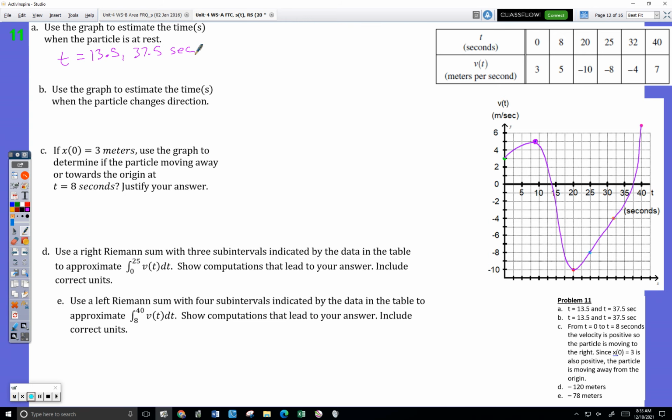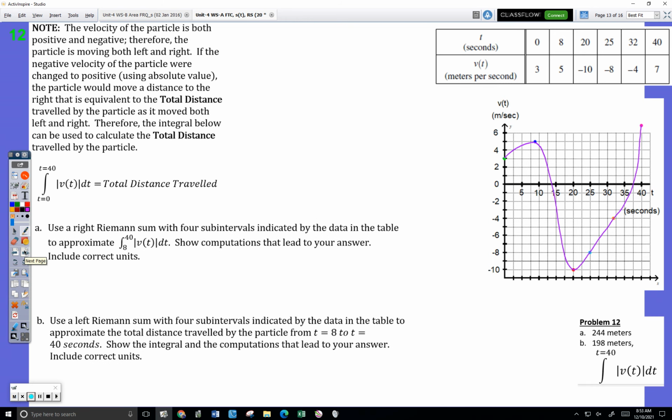Let's see if there's anything else we need to talk about. Go to 12. Yeah, a lot of words. Okay. We turned the page, Caleb's like, wow.